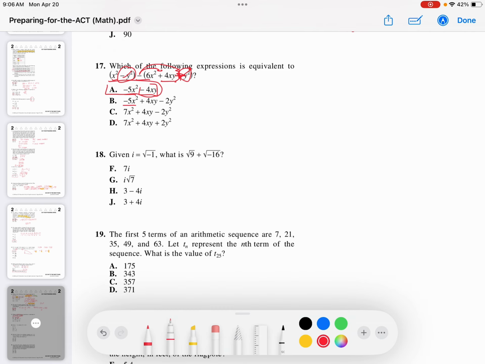I is the square root of negative 1. What is the square root of 9 plus the square root of negative 16? So let's see, the square root of 9 is 3. And then this would be i root 16, and the square root of 16 is 4. So this would be 3 plus 4i. Oh, there we go.